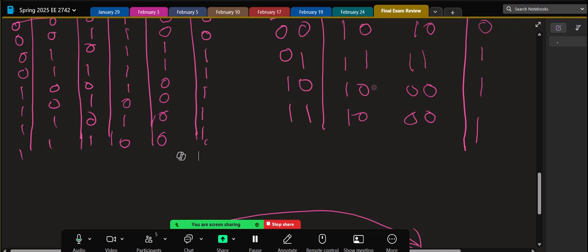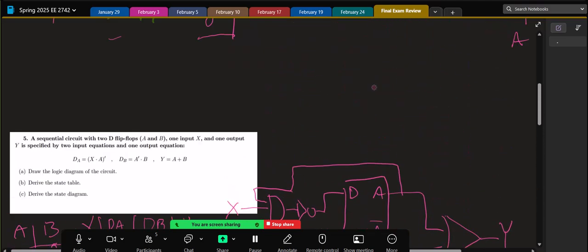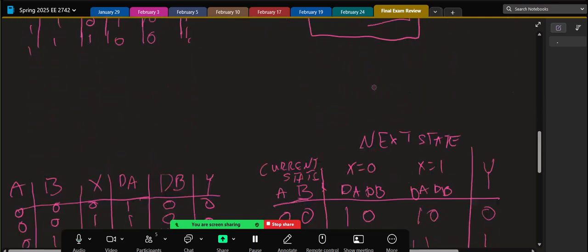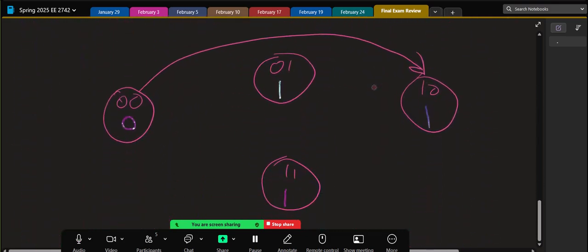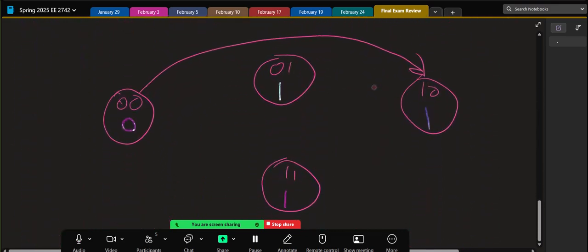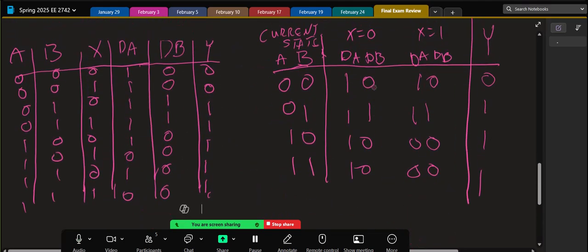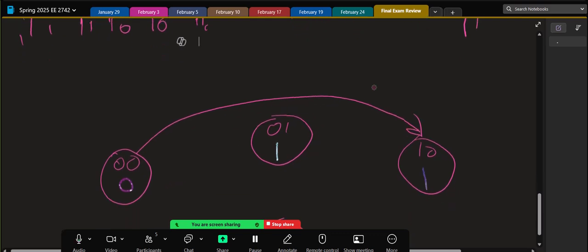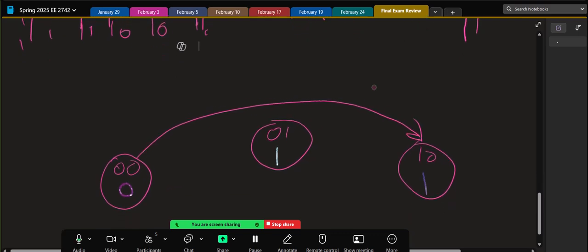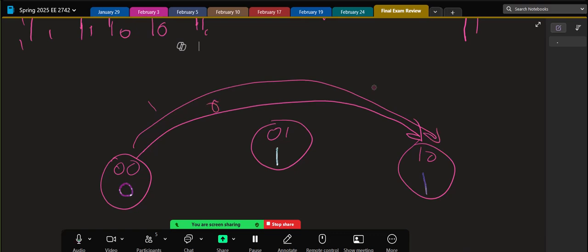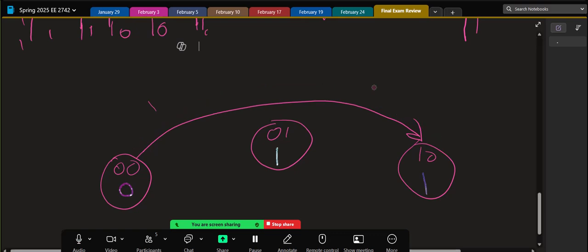I'm on part C of 5. You said, I'm sorry, could you explain that line one more time? What I just drew? Yeah. So from state 0, 0, I go to state 1, 0 regardless of what x is. I could draw a line for 1 and a line for 0, but that's too much work.